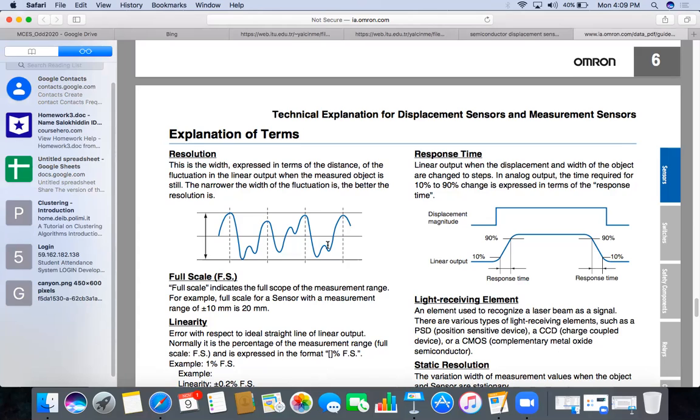Full scale, FS. Full scale indicates the full scope of the measurement range. For example, the full scale of a sensor with a measurement range of plus minus 10 millimeter is 20 millimeter.